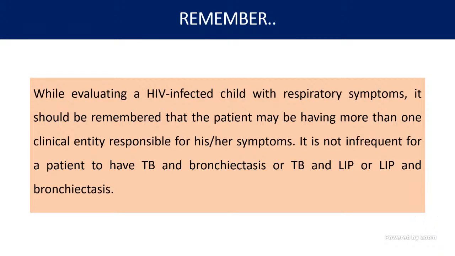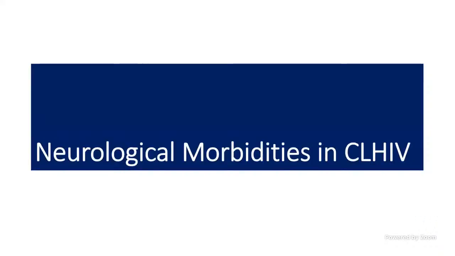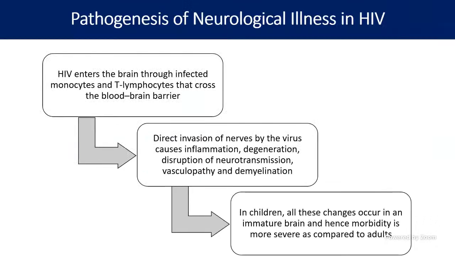You saw anemia, you saw thrombocytopenia, you saw bronchiectasis, you saw lymphocytic interstitial pneumonias, and now we will see some of the other conditions which the child presents. It's neurological problems with which the child often comes to you. So HIV enters the brain through infected monocytes and T lymphocytes. It crosses the blood-brain barrier and directly invades the nerves. The virus directly attacks the nerves, which causes inflammation. Then it can cause degeneration and disruption of the neurotransmission. So demyelination occurs and vasculopathy will occur.